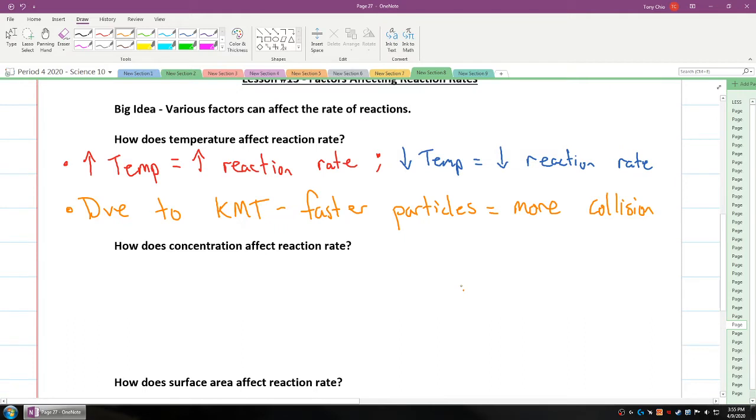How you can see this in real life is, for example, if you pour sugar into a cup of coffee, if the coffee is cold, you're not going to have the sugar fully dissolving that fast. But if you increase the temperature of that coffee, make it hot, the sugar will dissolve almost instantly. Another example is cooking. The higher the temperature, the faster the reaction is going to take place.